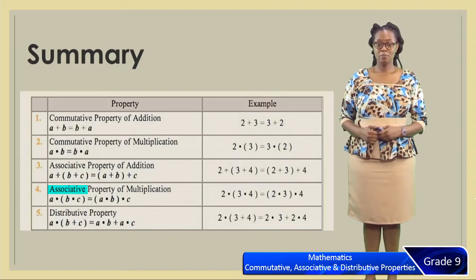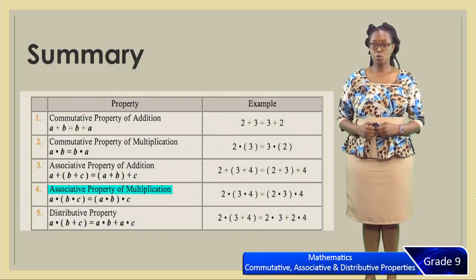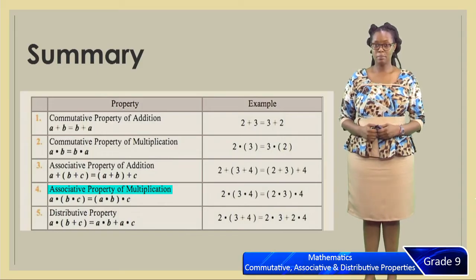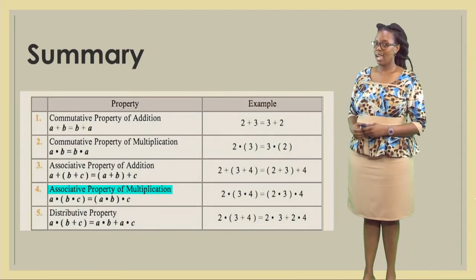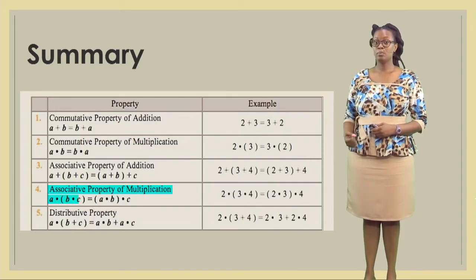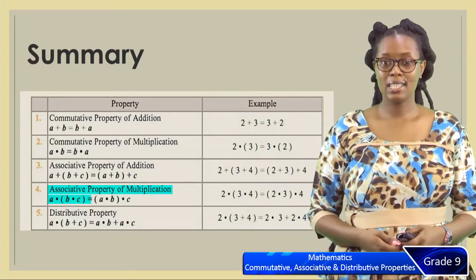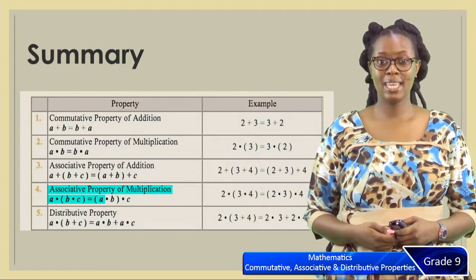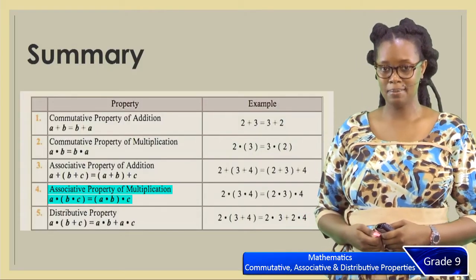The associative property of multiplication. The order in which we group numbers when we're multiplying would not change the answer. So if we have to multiply A, B, and C, and we decide to group the B and the C and then multiply it by the A, that answer would be the same as grouping the A and the B first and then multiplying it by the C.